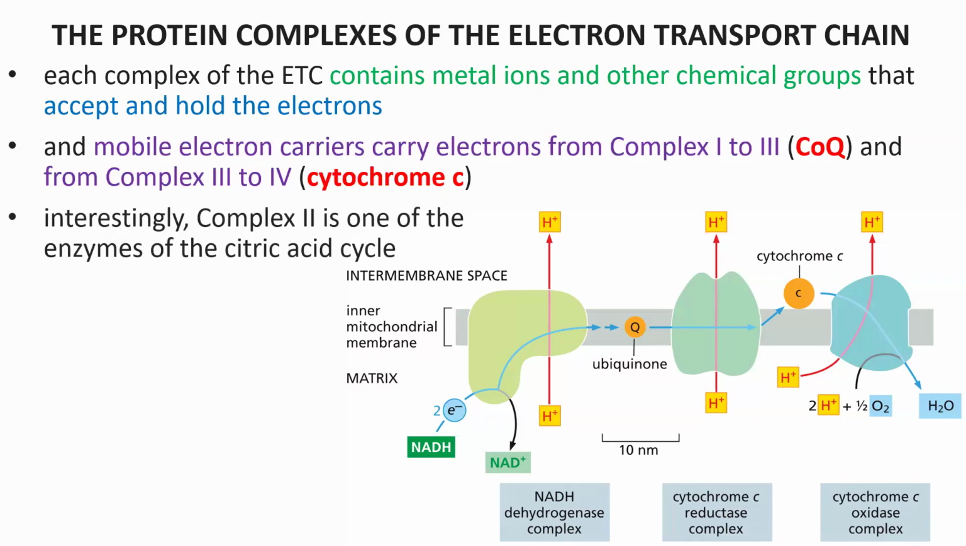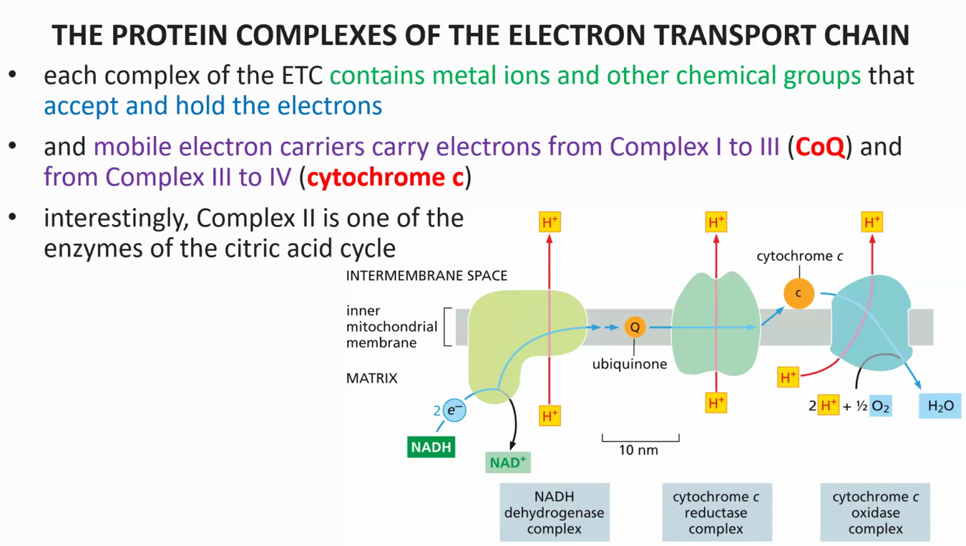Now, I keep saying complex 1, 3, and 4, and you're probably wondering, what about complex 2? What happened to complex 2? Well, here's a mind blower. Complex 2's more formal name is succinate dehydrogenase. And I asked you to put a pin in that phrase. I asked you to remember that phrase when I first mentioned it. That is one of the enzymes of the citric acid cycle. Succinate dehydrogenase is the enzyme that steals electrons from succinate and puts them onto FADH2.